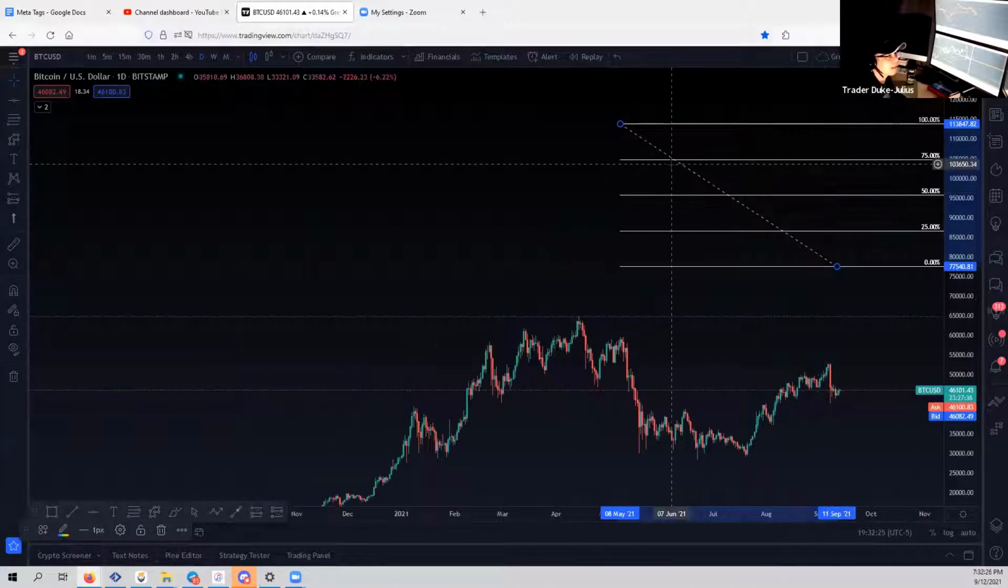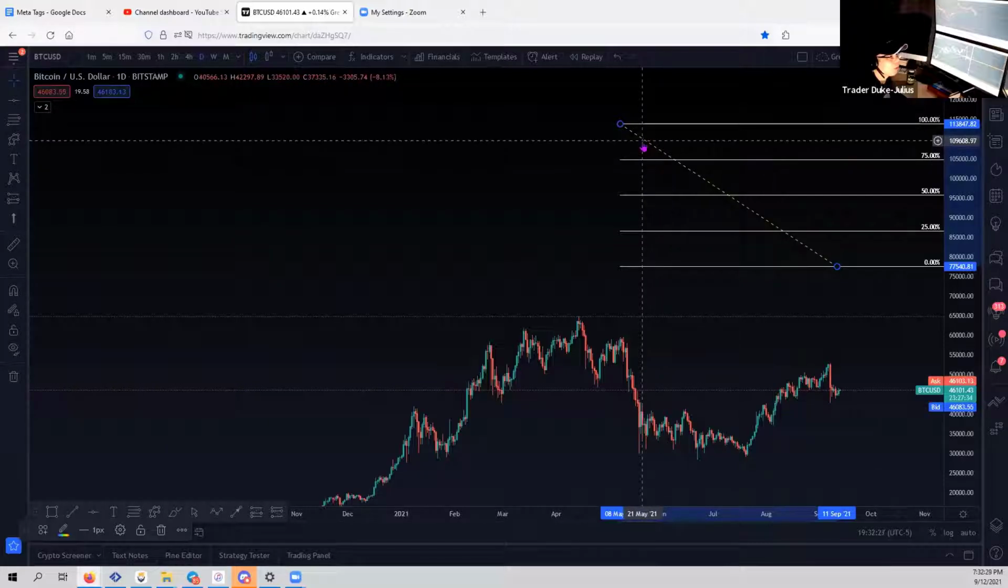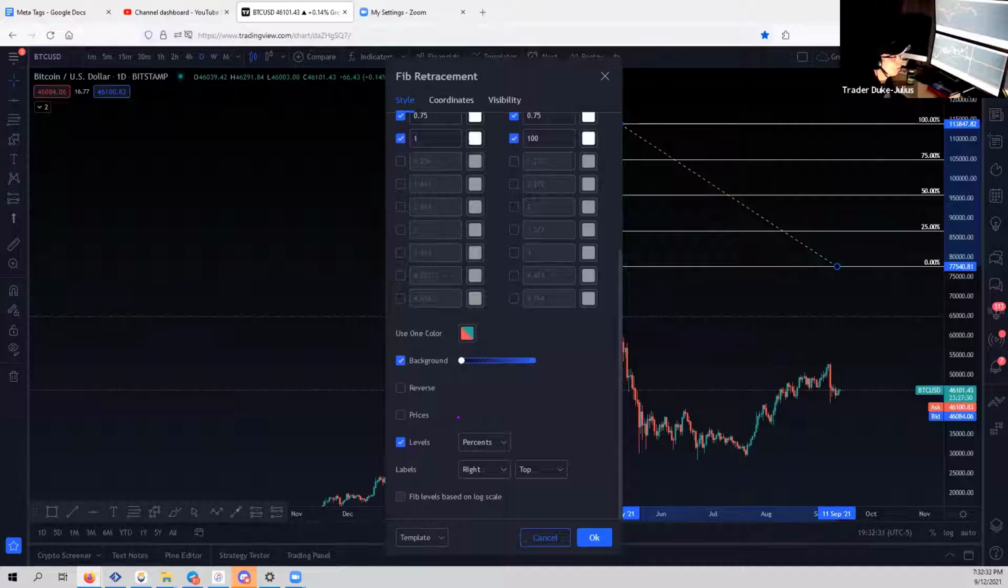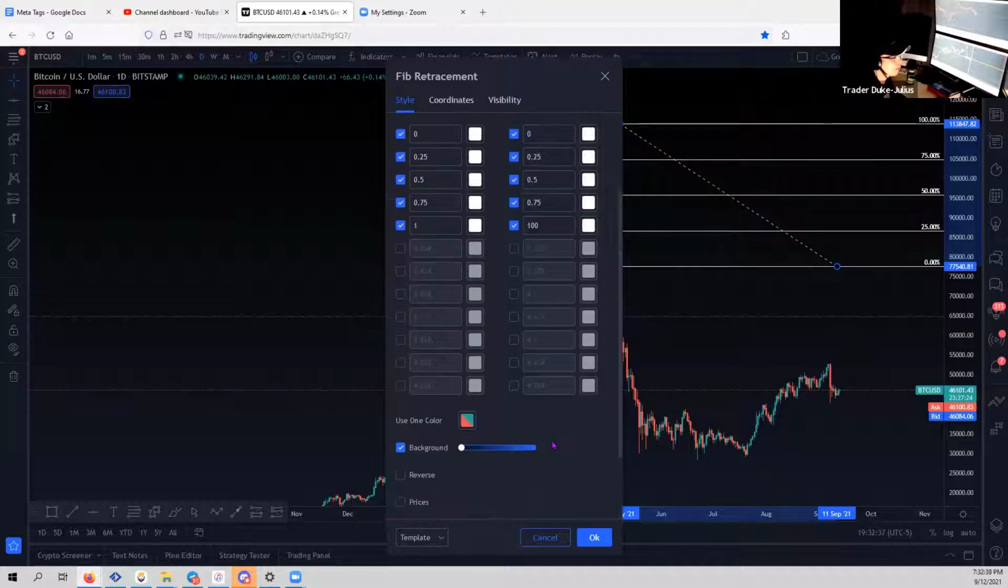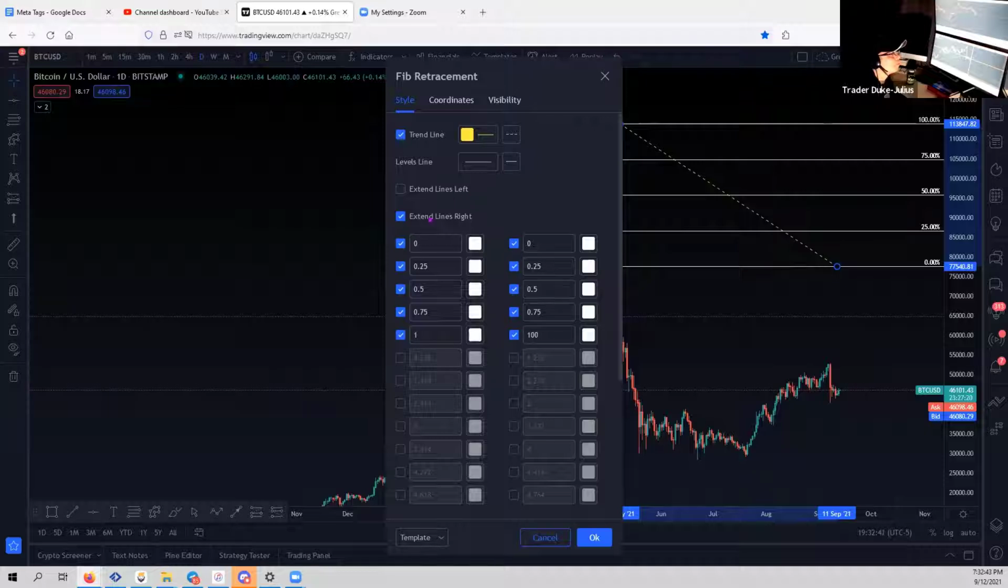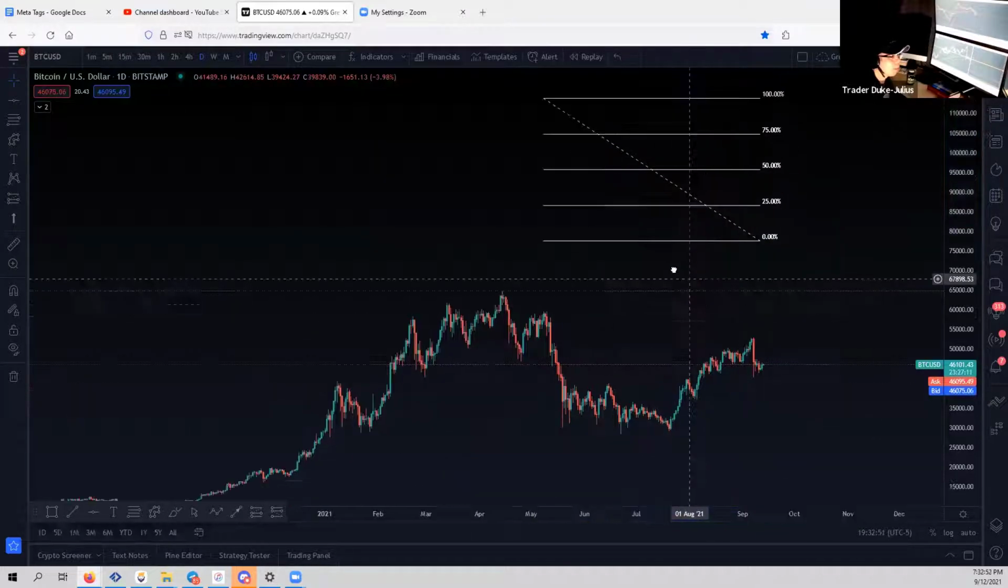We've got that established, and you know what? I don't want this to go all the way to the right side. Logs, percent, background. Oh, extend right. Okay, there it is. That's what I wanted. So I removed the extension. You see that? Because we don't need that extension because we're only using it as a marker.